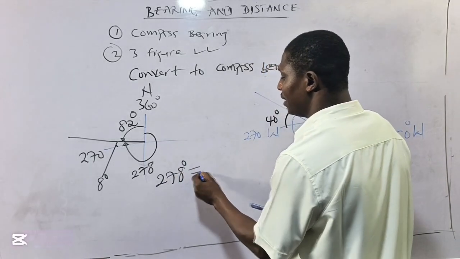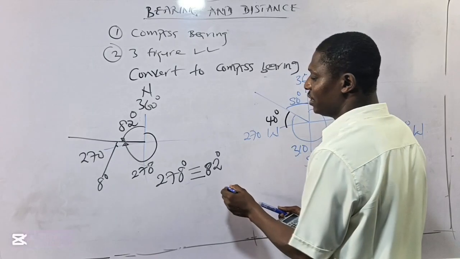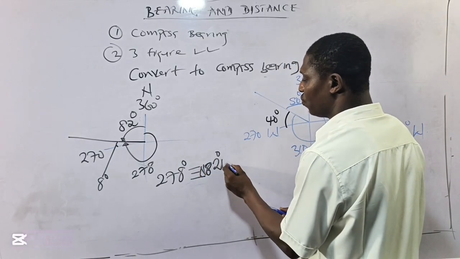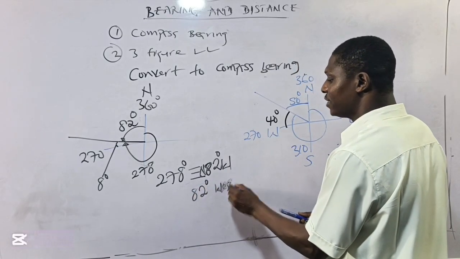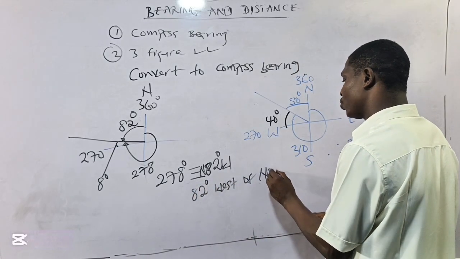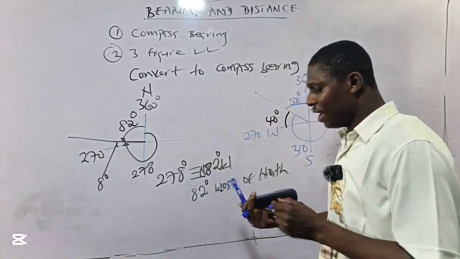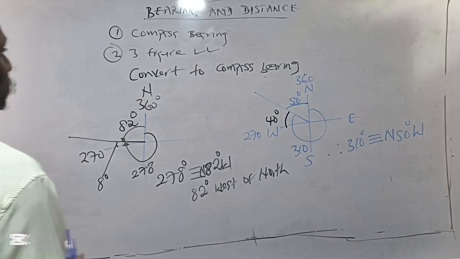So the bearing of 278 degrees is equivalent to north 82 degrees west, which is the same as 82 degrees west of north. Please take note. So that's that. Now I want to explain forward and backward bearing.